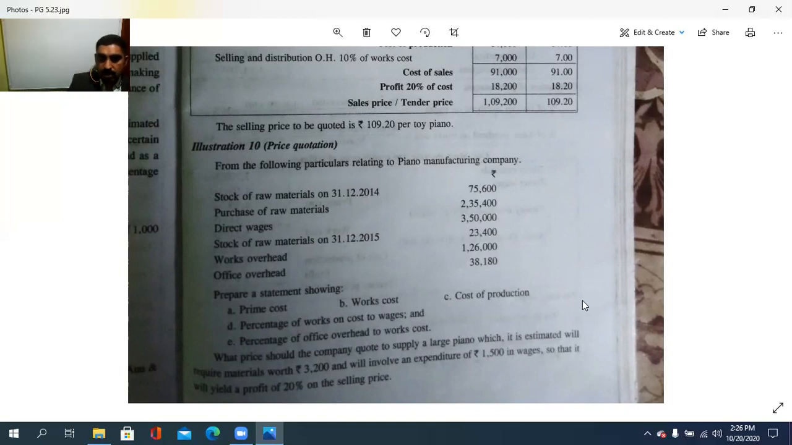Work on cost means what? Percentage on work cost to wages. That is work cost, factory overhead, work on cost divided by wages, and percentage of overhead, office overhead to work cost.